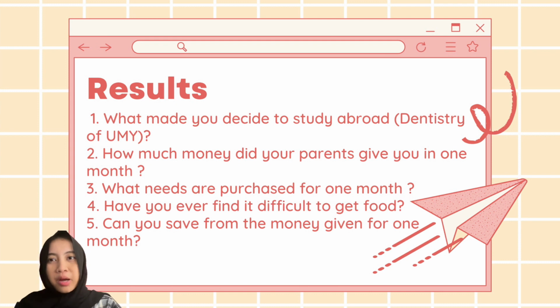And then, what needs are purchased for one month? All of them said it is for home necessities, toiletries, or, for those who have vehicles, gas for their vehicles, and also for eating. And then, have you ever found it difficult to get food? All of them said no or never. And then, can you save from the money given for 1 month? Most of them think that the money for 1 month must be spent. And why? Because there are a lot of needs to buy, so there is no money left to be saved.